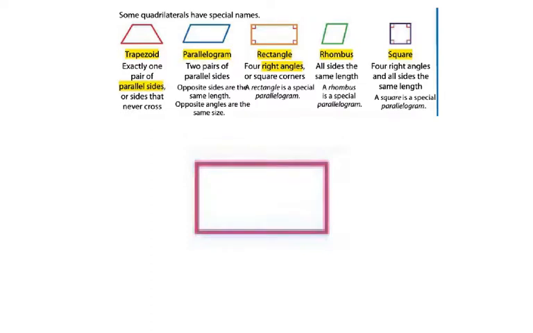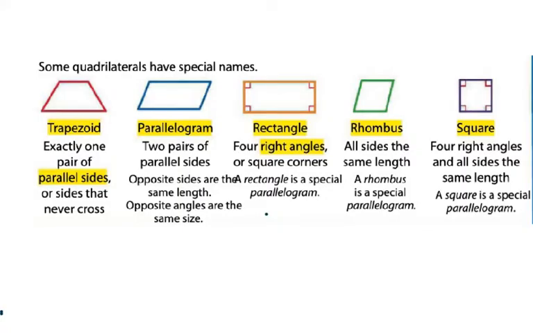Good morning. So today we're going to talk about quadrilaterals. Quadrilaterals are shapes that have four sides. All right, quad means four. So we're talking about shapes that have four sides. Let's look at these quickly and then we'll go do more examples.